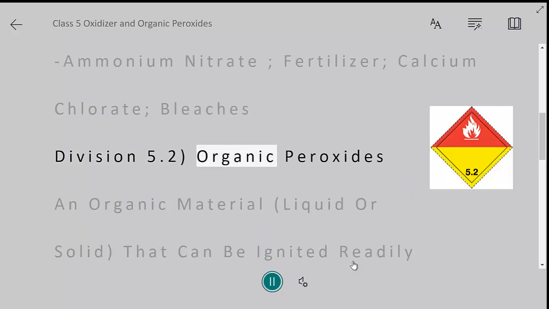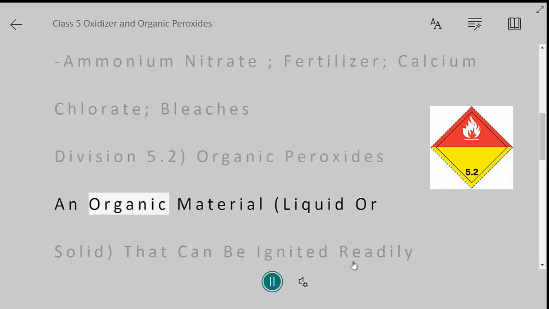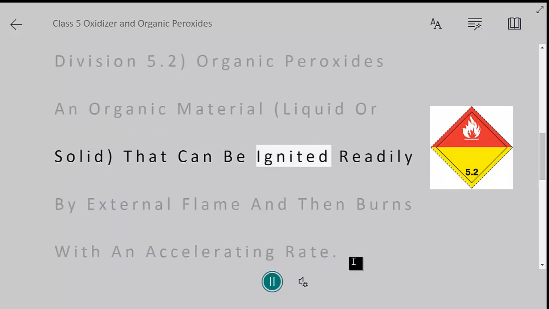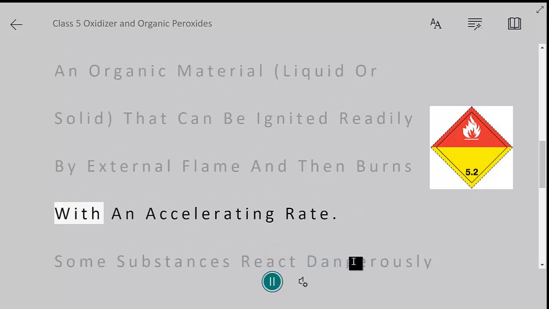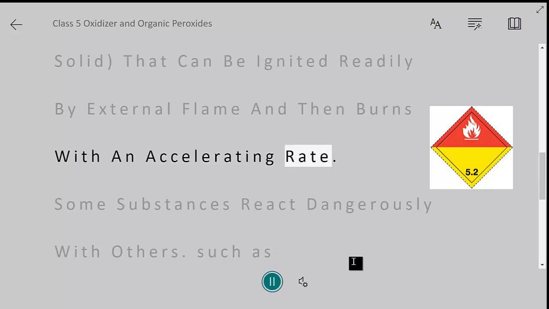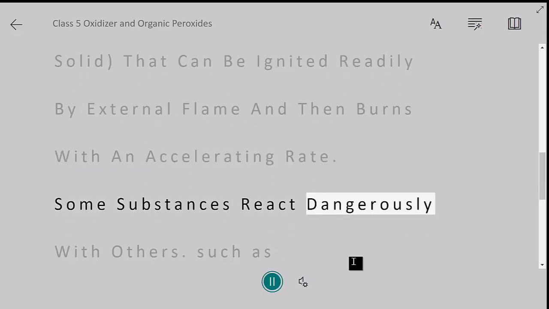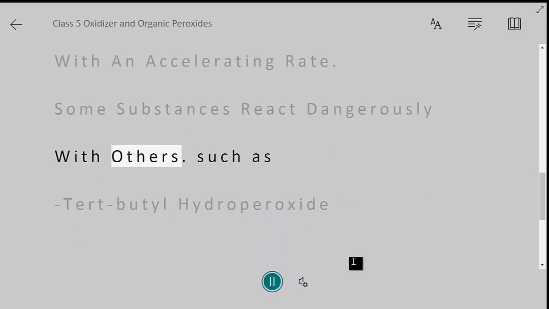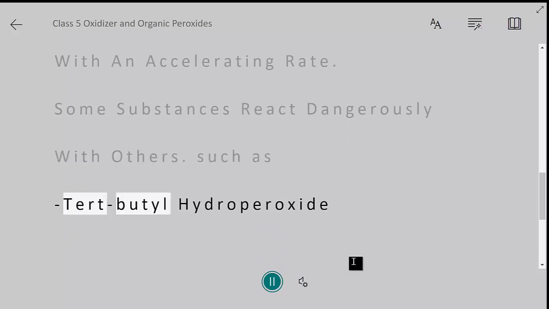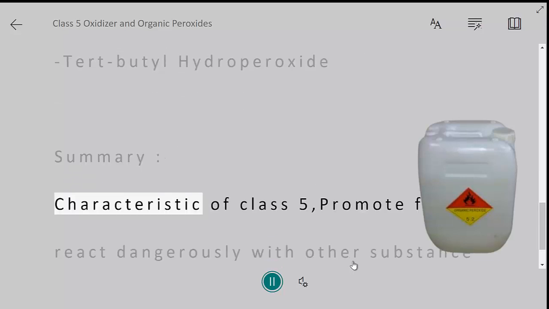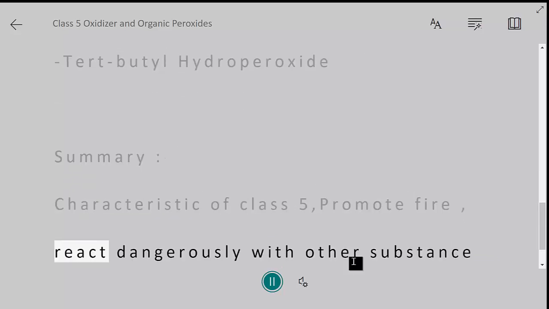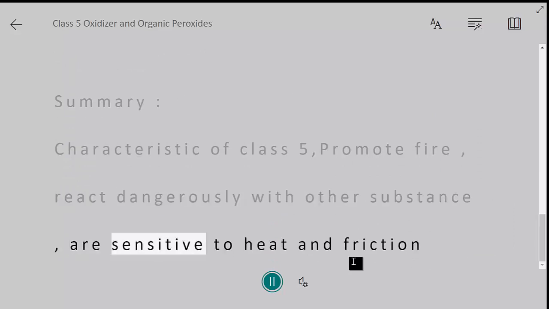Division 5.2, organic peroxides. An organic material, liquid or solid, that can be ignited readily by external flame and then burns with an accelerating rate. Some substances react dangerously with others, such as tert-butyl hydroperoxide. Summary. Characteristics of Class 5: promote fire, react dangerously with other substances, are sensitive to heat and friction.